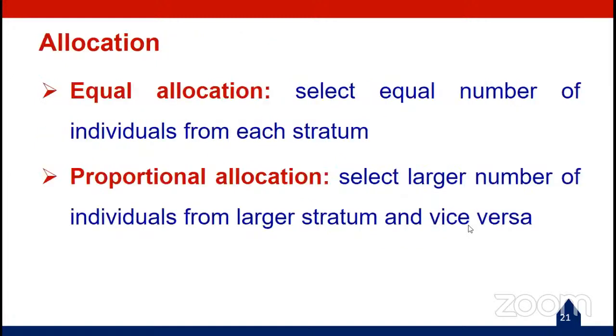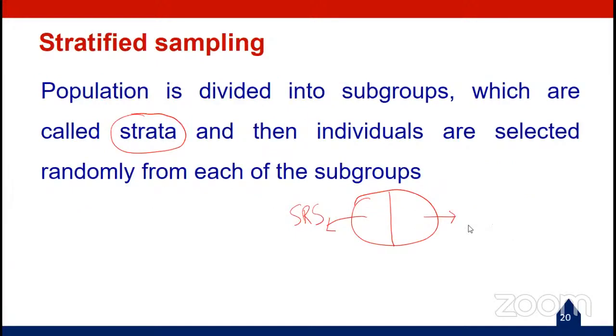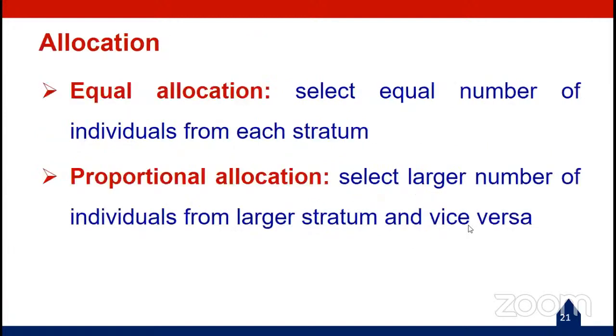We follow two approaches in stratified sampling. One is referred to as equal allocation: select an equal number of individuals from each stratum. Again, I'll go back to our example. Assume we have 250 individuals and we are supposed to select 20. In the sense, you select 10 males and 10 females. So this is nothing but equal allocation.